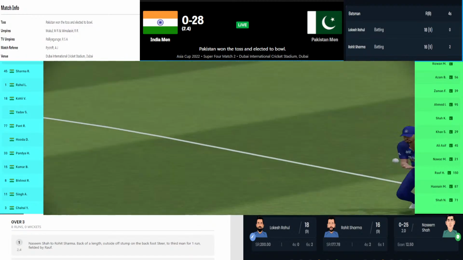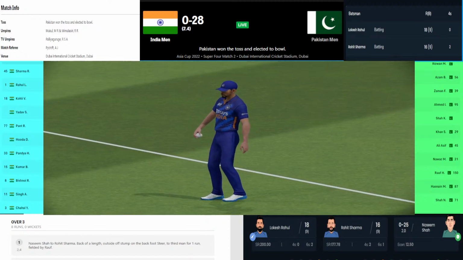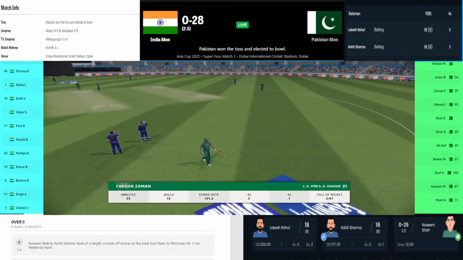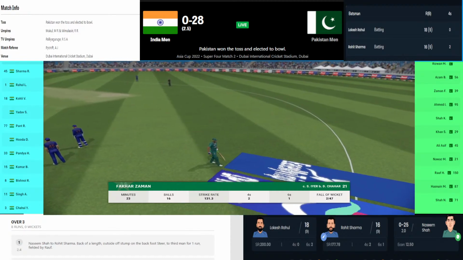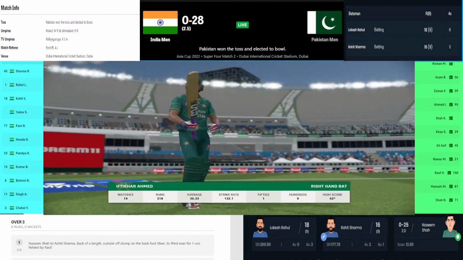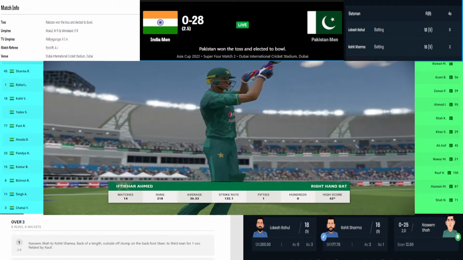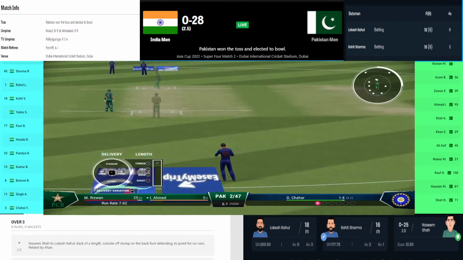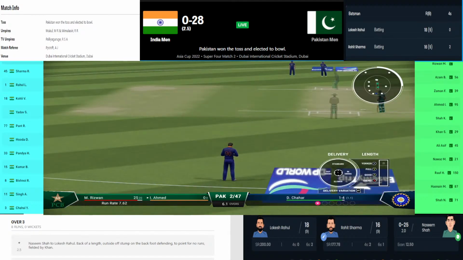28 for 0 is the score. And Naseem Shah, after bowling 1.5 overs, has given 19 runs. That's the good statistics from Naseem Shah. So it's almost an economy of 9.5 from Naseem Shah. Last delivery coming up to Rohit, KL Rahul.